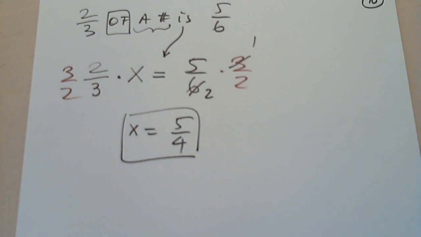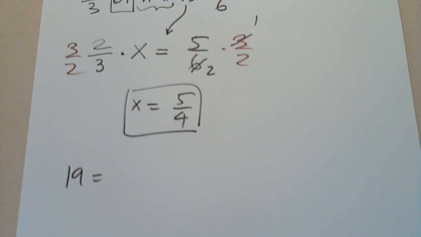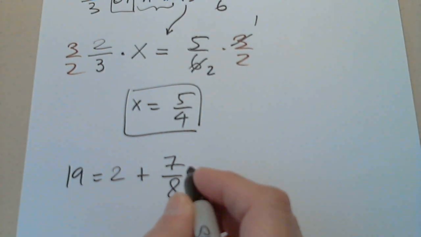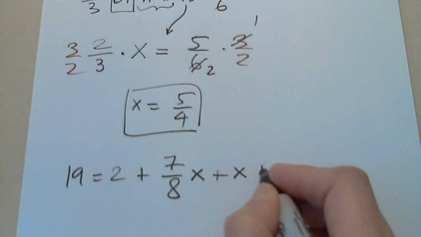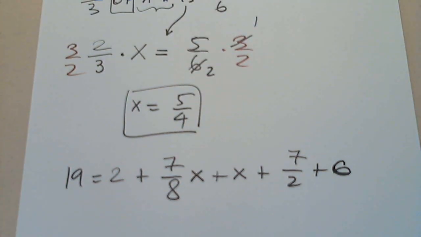Okay, and the last one here, and so we can move on. The perimeter of the figure is 19. So if it's 19, we have to add everything all around. So 2 plus 7/8x plus x plus 7/2 and plus 6. We're asked to find x. So I went from one corner, 2 plus 7/8x plus x plus 7/2 plus 6.